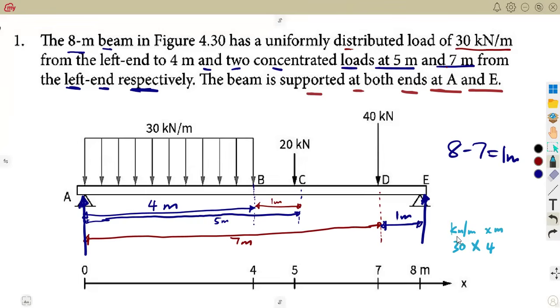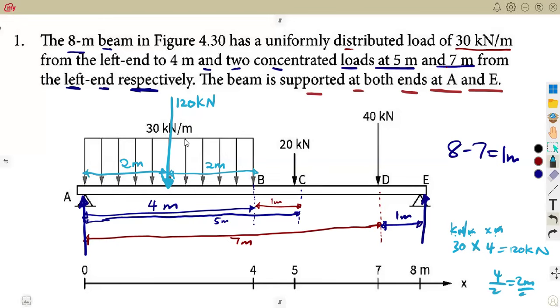Once you multiply kilonewton per meter times the meter, you remain with kilonewton. So that is 120 kilonewton, which will now act as a concentrated load. It was taken within these 4 meters, so you take it in between, that is 4 divided by 2, which is 2 meters. So it will be separated between 2 meters here and another 2 meters, and in between it will act as a concentrated load.